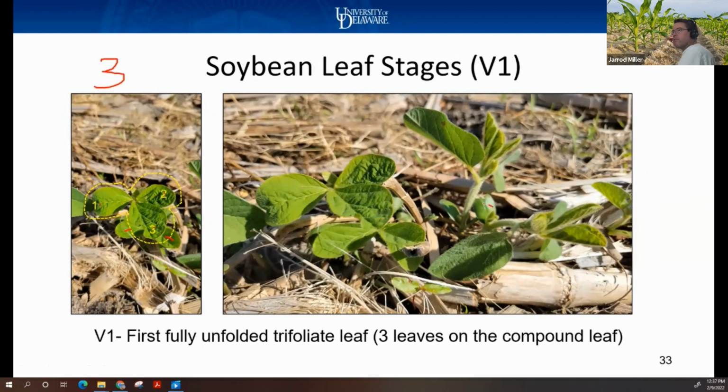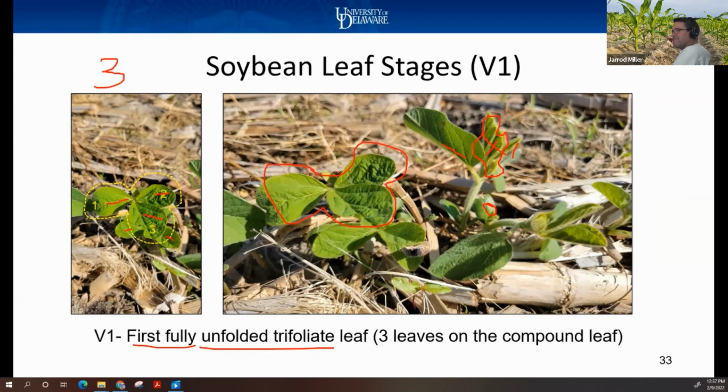See over here too, there's your shiny cotyledons, very shiny. You have this unfolding. Here's your unifoliates, 1 and 1, and here's your trifoliate leaf right here getting ready to unfold. So it's the first fully unfolded trifoliate leaf, unfolded. This doesn't count. It's not unfolded. This counts. It's unfolded.